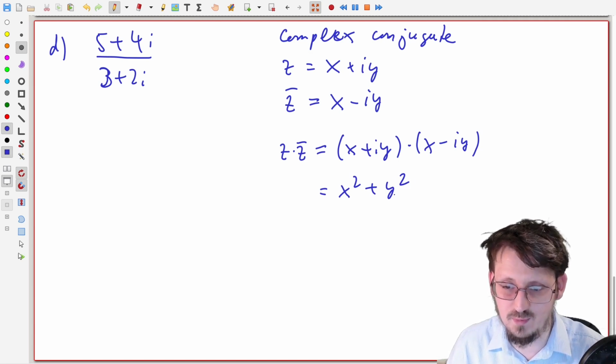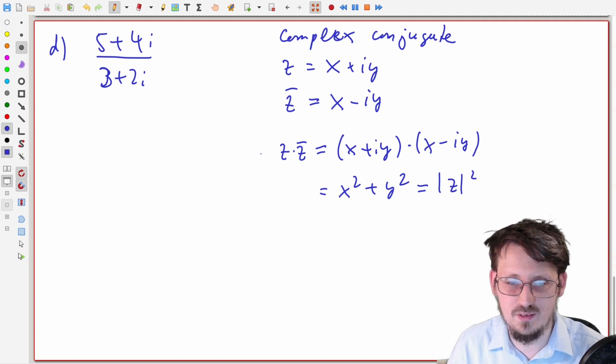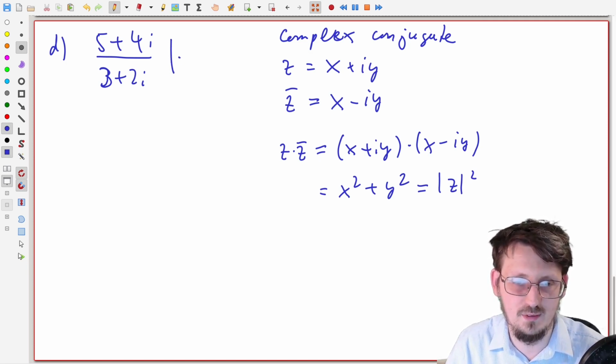So what we get out from this is the absolute value of z, if you consider this to be a vector, for example, and these are the two components, then we get the absolute value of z squared. And this makes it then quite easy. So what we have to do now here, we have to multiply this fraction here with the complex conjugated 3 minus 2i, divided by 3 minus 2i.